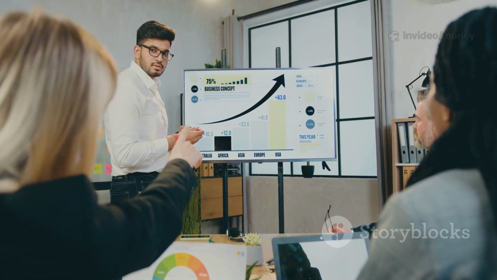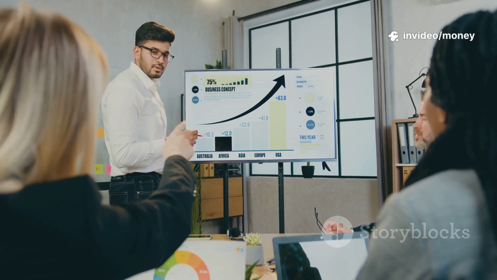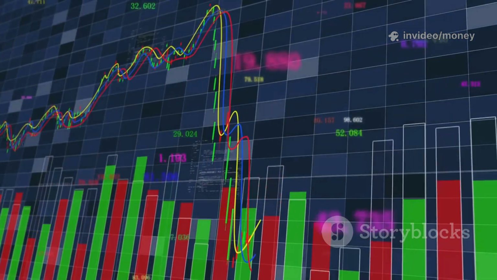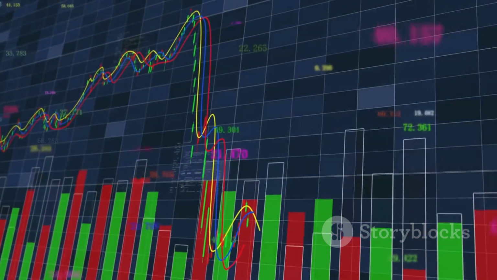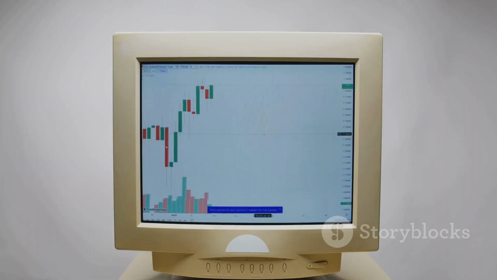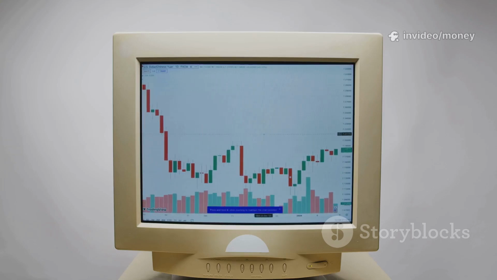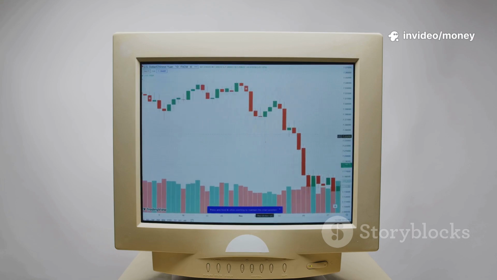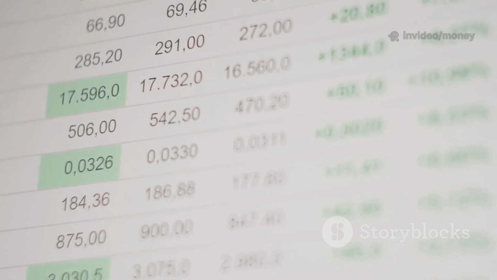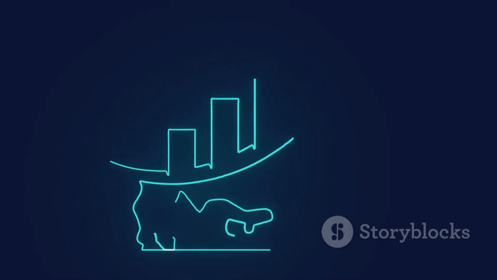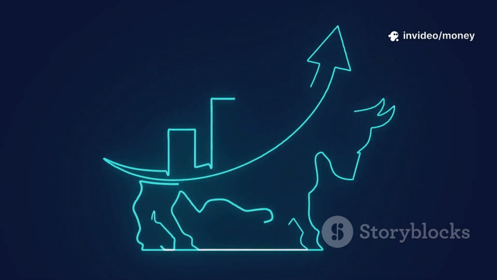The structure is pretty easy to spot once you know what to look for. First, you need what's called the flagpole. This is a sharp, almost vertical price move, either up or down. It's the initial explosive move that gets everyone's attention. After the flagpole, the price action starts to drift sideways or slightly against the main trend, forming a small rectangular shape that looks like a flag. This rectangular part is defined by two parallel trend lines. In a bull flag, the flagpole is an up move, and the flag itself will be a gentle downward slope.